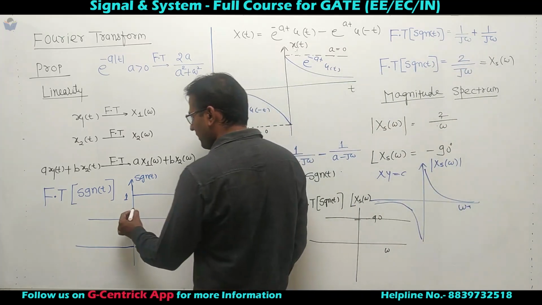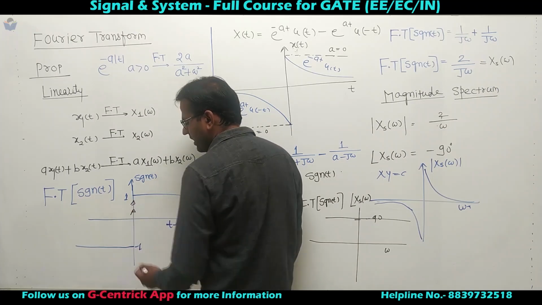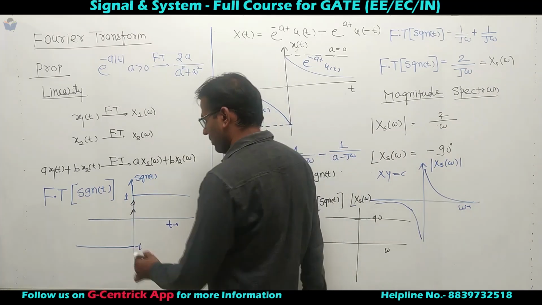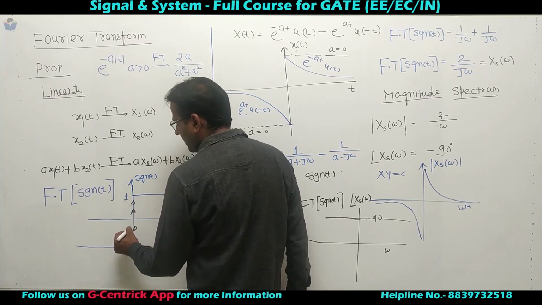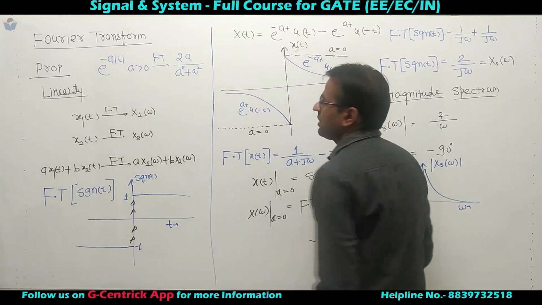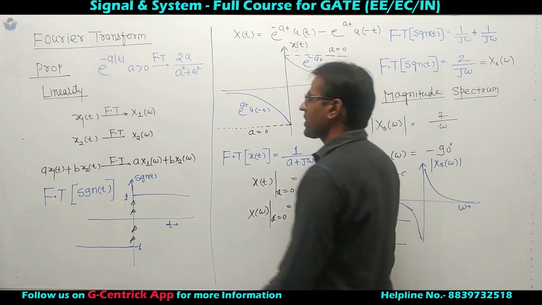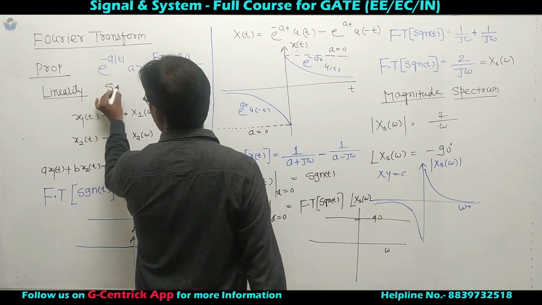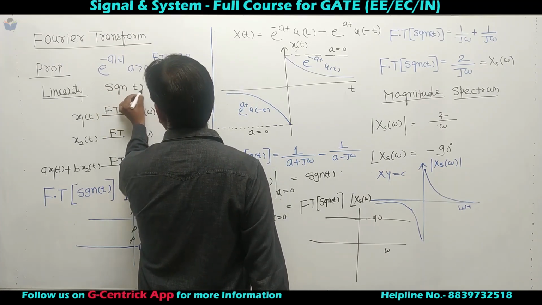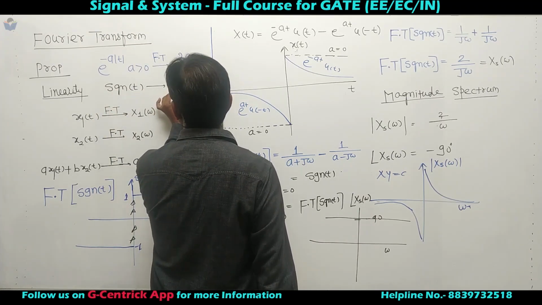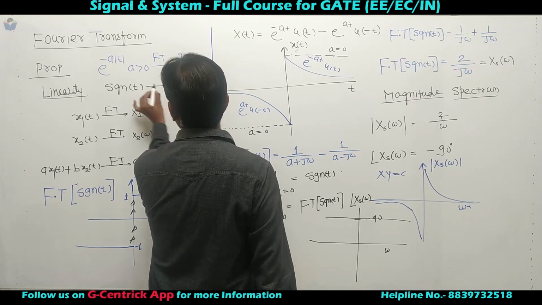So this is the Fourier transform of the signum function. Because the function is not defined at t equal to 0, that's why we are using some other method to calculate this, some analytical method, some limiting case of this function. So the Fourier transform of signum t is 2 divided by jω.